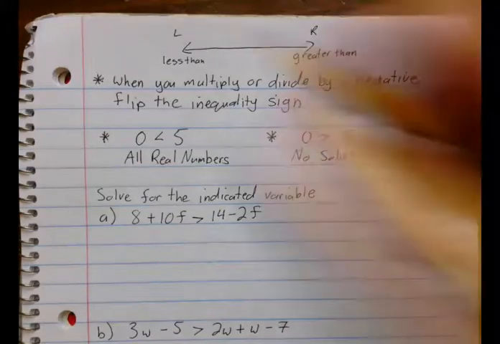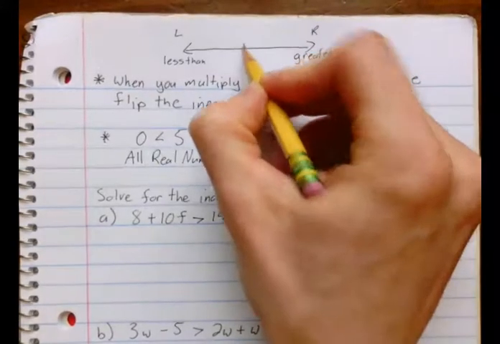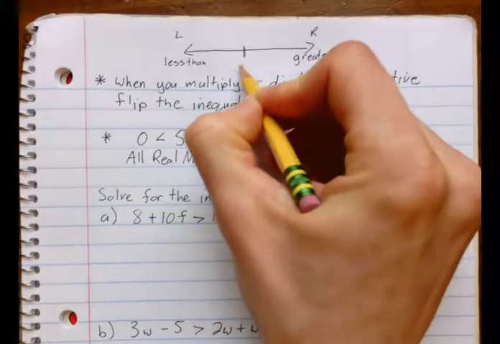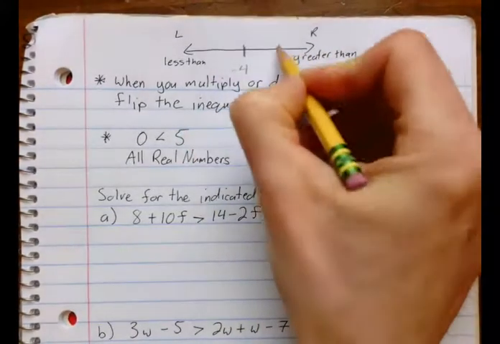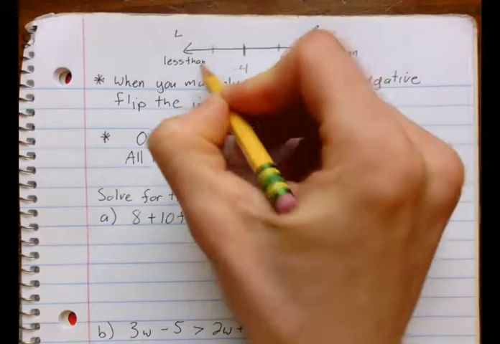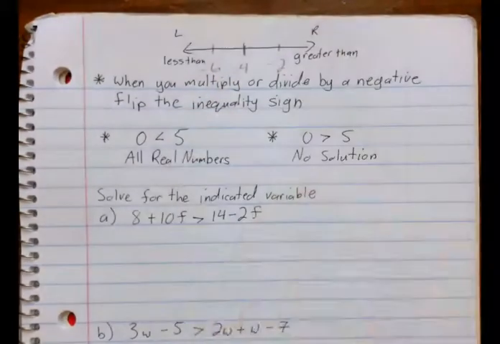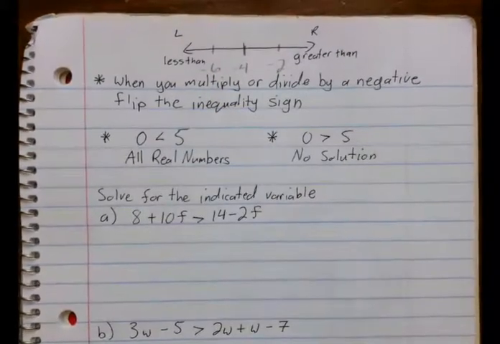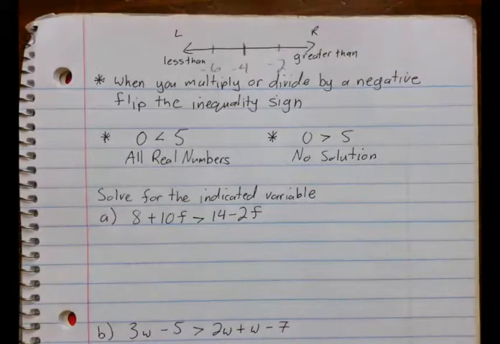As a quick example, if I have a number like negative 4, a number that's greater than that is negative 3 or negative 2. So negative 6 is less than. It doesn't have to necessarily be positive or negative. You can have negative numbers that are greater than other negative numbers. That's going to be important a little bit later in the lesson.